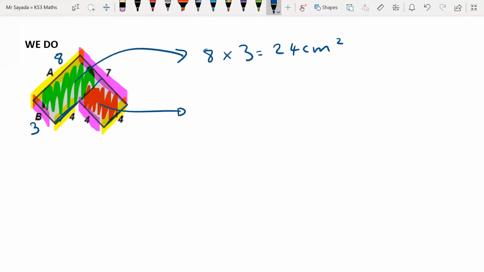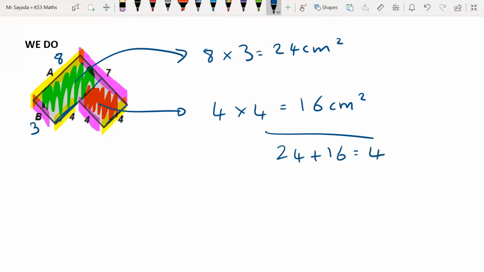Work out the area of the red rectangle now. Say your answer to the video. The area of the red rectangle is 4 times 4, which is 16. What's the final step? Say your answer to the video. The final step is to add those two together, 24 plus 16, which makes 40 centimeters squared.